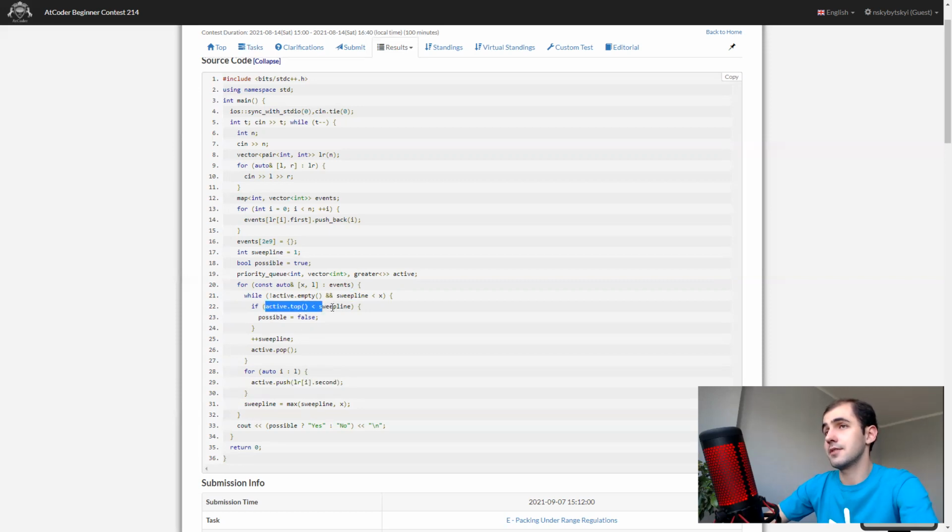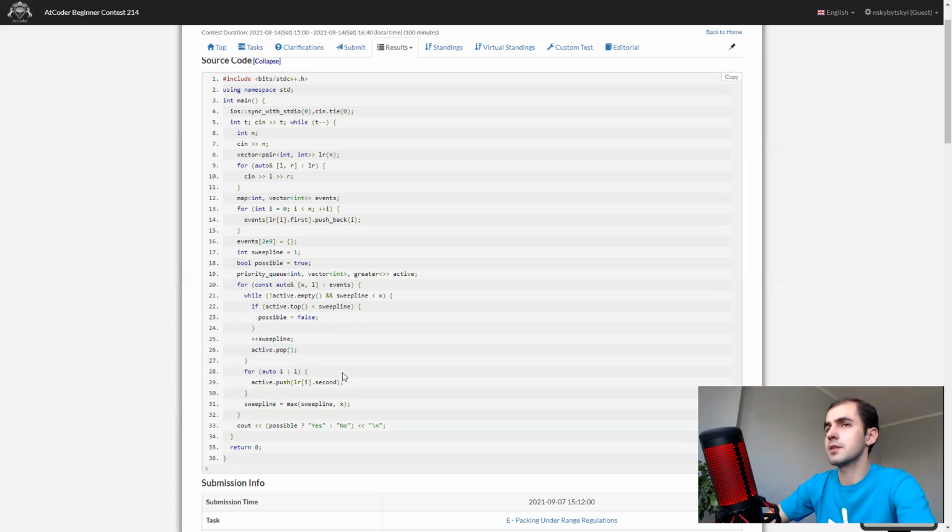So if this happens, it means that we are trying to place a ball whose range ends at active top into position sweep line, which is basically invalid. Therefore, possible becomes false. Otherwise, it's obviously valid because its right endpoint is at least where we want to put it, and its left point is at most where we want to put it because of this line. So yeah, we are taking, as you can notice, the element with the smallest right position. Then we go to the next position and we get rid of this.